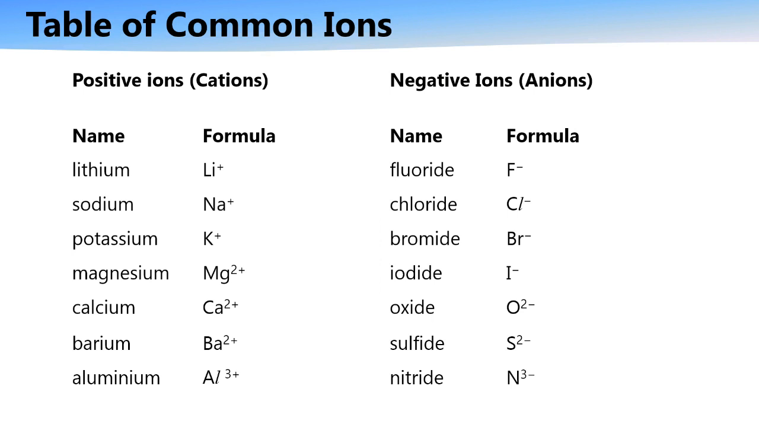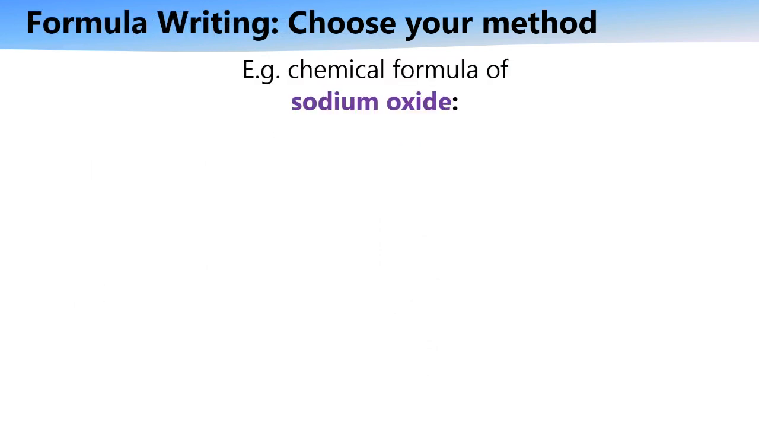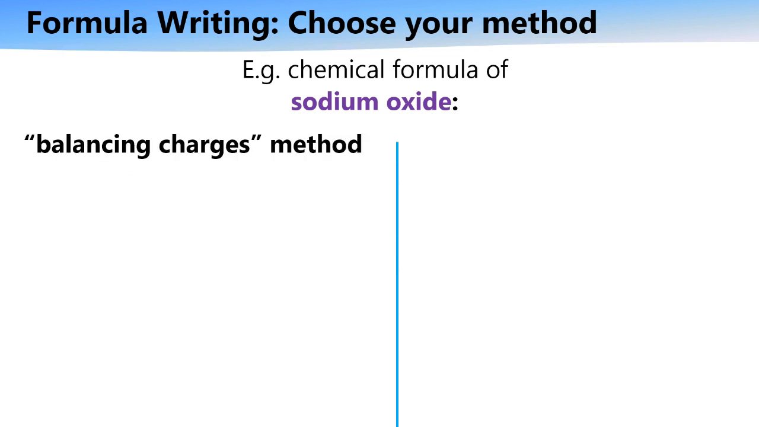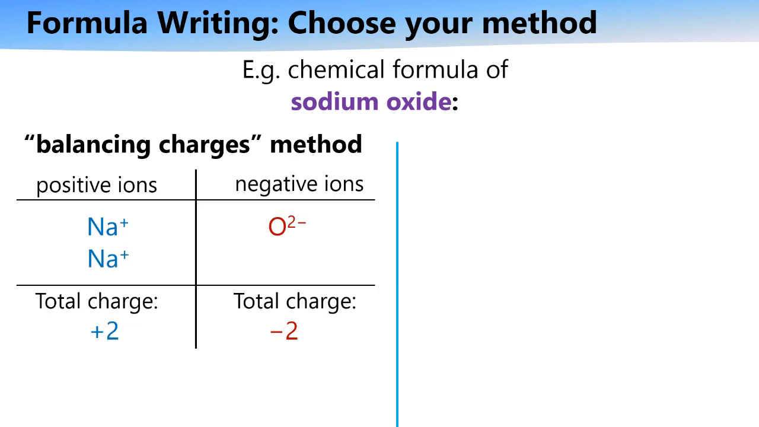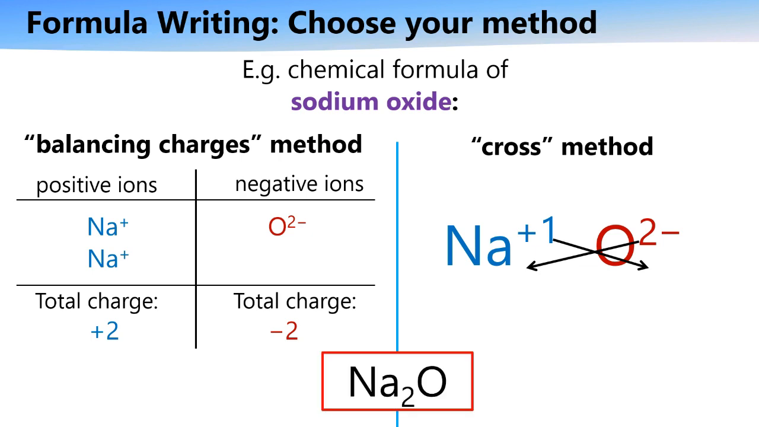We also learned some common ions, such as lithium being +1, iodide being -1, and so on. And we have learned two ways of writing the formula of ionic compounds. Example, in sodium oxide, we can either use the balancing charges method or the cross method. Either way, we will get the formula of Na2O.